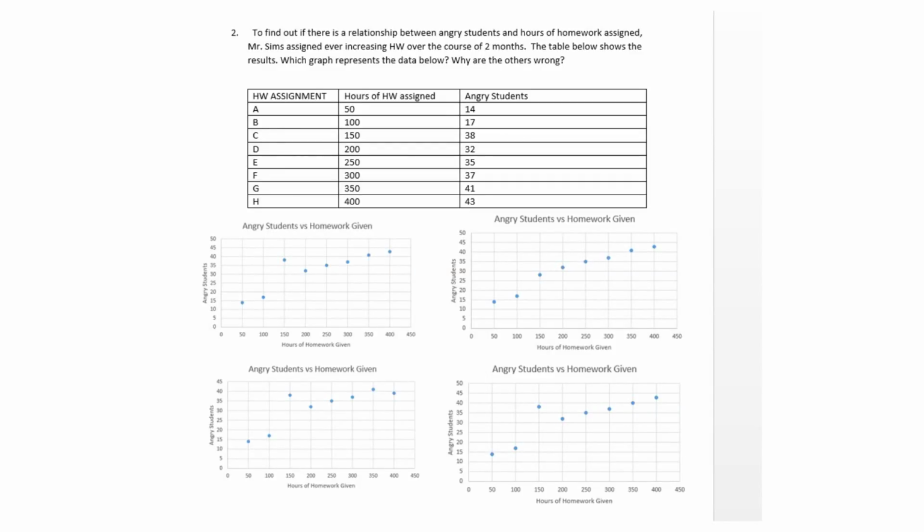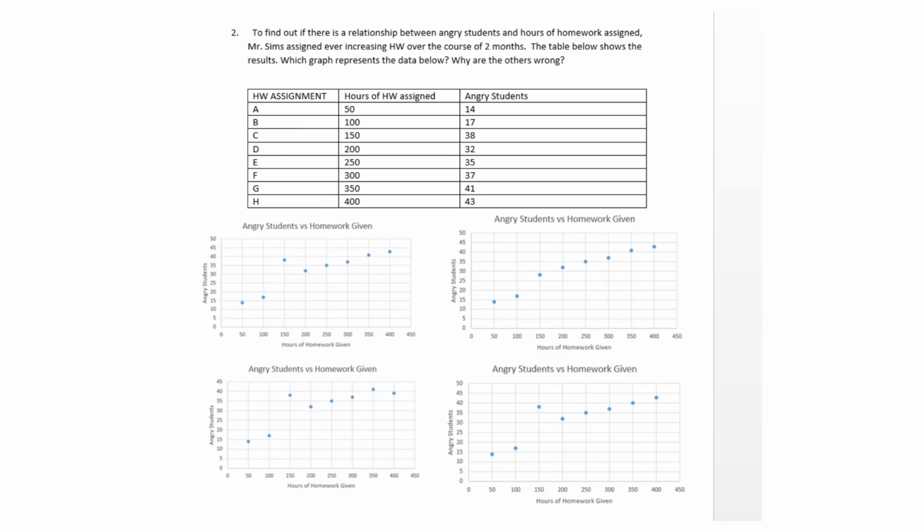Welcome to Test Prep CA9 Part 1 Question 2. The question says, to find out if there is a relationship between angry students and hours of homework assigned, Mr. Sims assigned ever-increasing homework over the course of 2 months. The table below shows the results. Which graph represents the data below? Why are the others wrong?